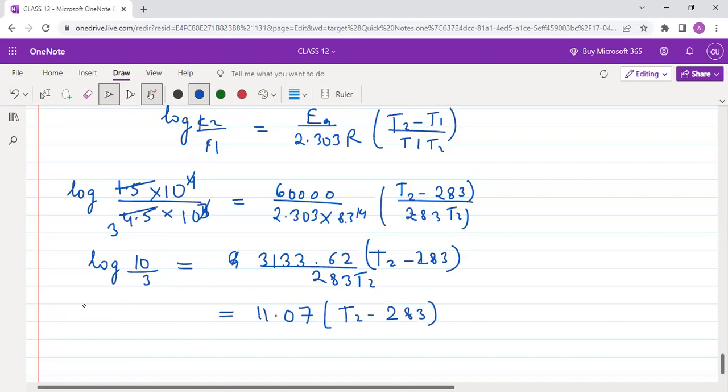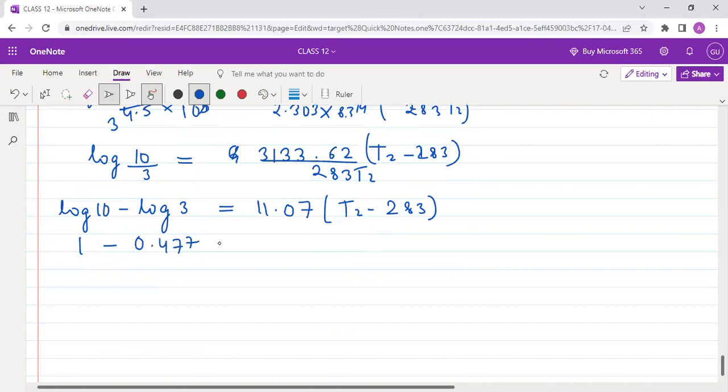Now this log 10 by 3 can be written as log 10 minus log 3. Yes. So the log 10 value is 1. And the value of log 3, do you remember? No. It is 0.477.